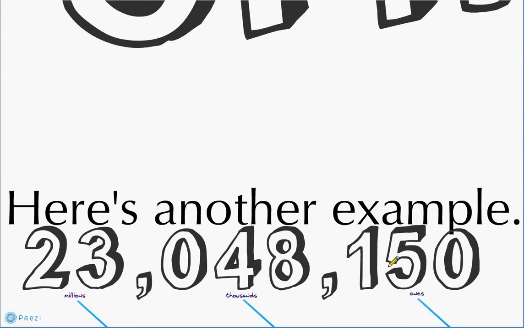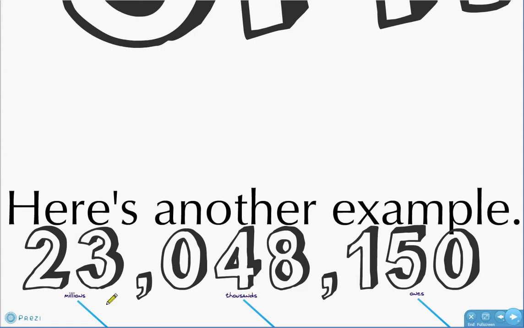Here's another example. This number, I wrote the sections of each 3 numbers below it. So this first section is always going to be the ones. This second section is going to be the thousands. And finally, down here, we're going to have the millions. And that's always the same.